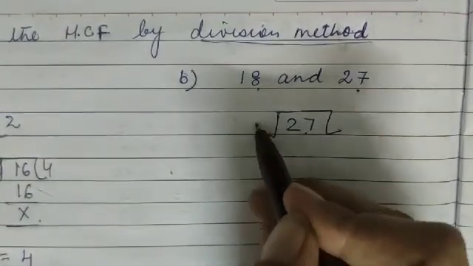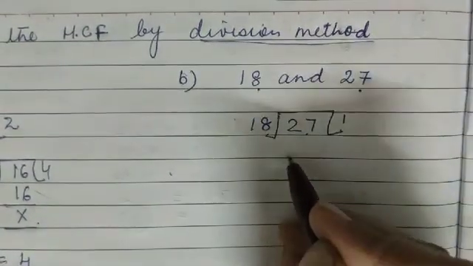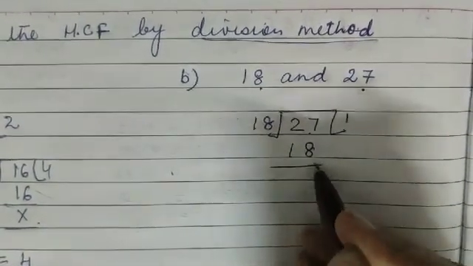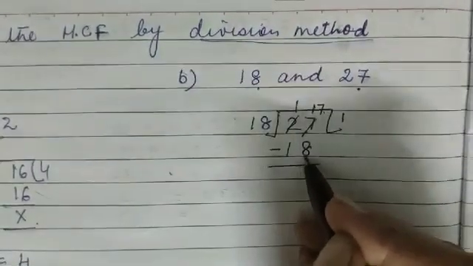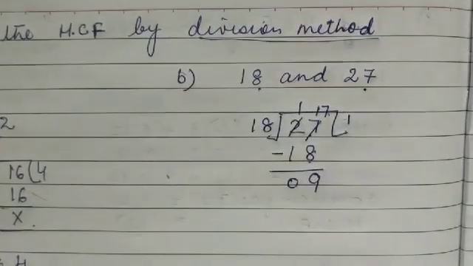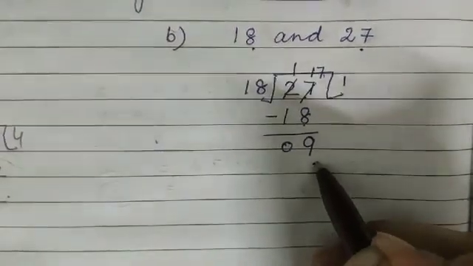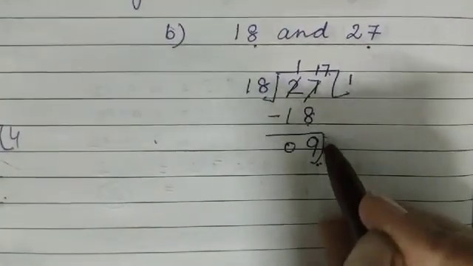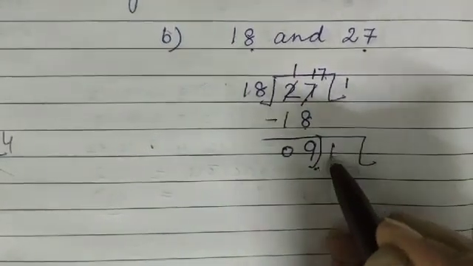Clear? Again, for the second question, the bigger number will be the dividend and the smaller number will be the divisor. So 27 divided by 18. 18 ones are 18. When you subtract, 27 minus 18 gives 9, and we have got a remainder. Again, I told you, the remainder will now be the divisor and the previous divisor will become the dividend.